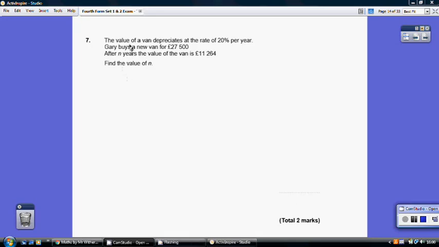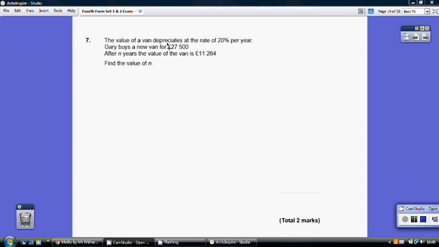Question 7. So the value of a van depreciates at the rate of 20% per year. So it loses 20% of its value each year. Gary buys a new van for $27,500. After how many years is it worth this?